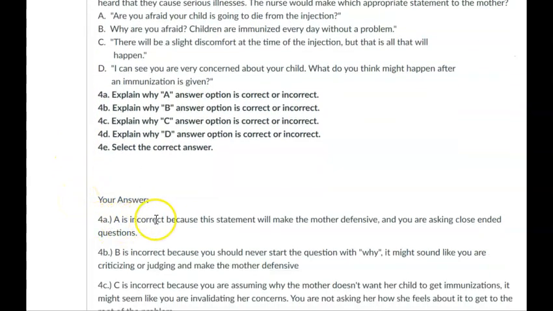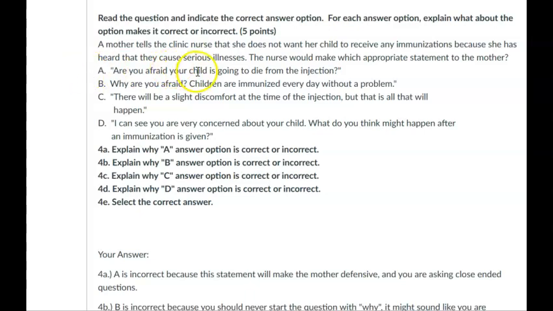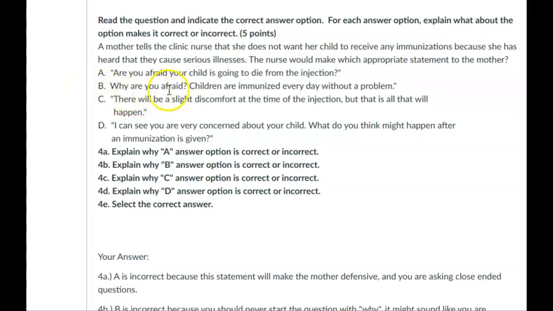This student put A is incorrect because this statement will make the mother defensive, and you are asking a closed-ended question. Very good. So that's a yes, no, one word answer. That would be inappropriate. And we're sort of making an assumption, we're going beyond illness to death, which we wouldn't want to do.